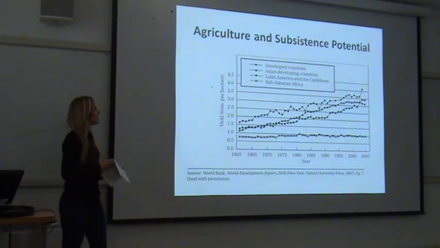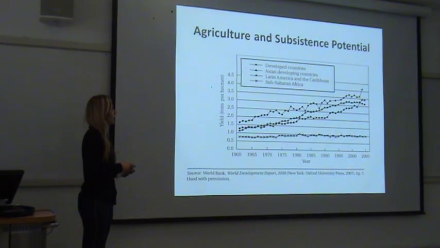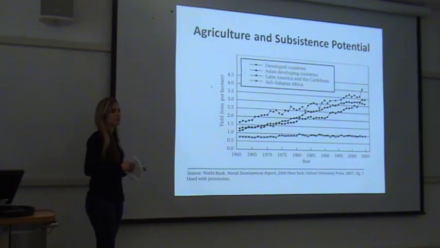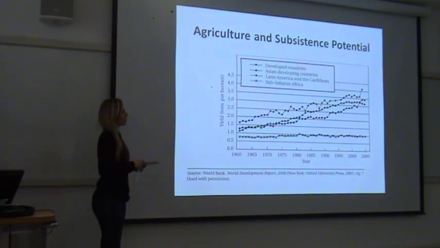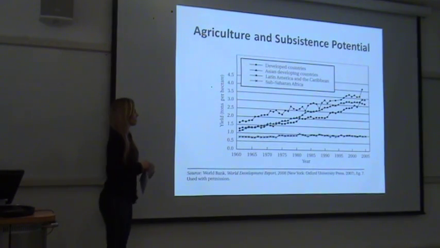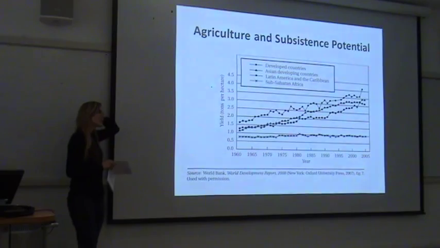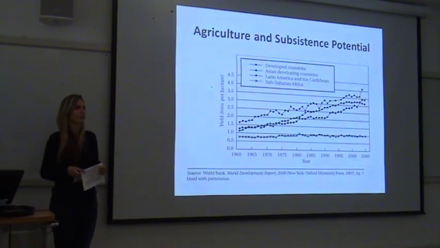Here we can see a graph that shows the increase in the production of cereals in the world from 1960 to 2005. We can see on the graph that overall food production has increased along with the increase in population. But we can see here that sub-Saharan Africa hasn't increased as much, even though the population has increased a lot.